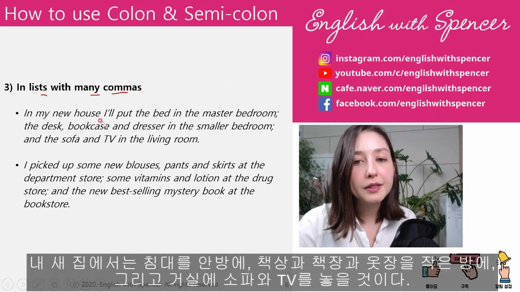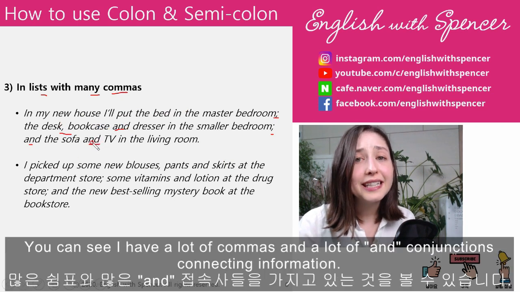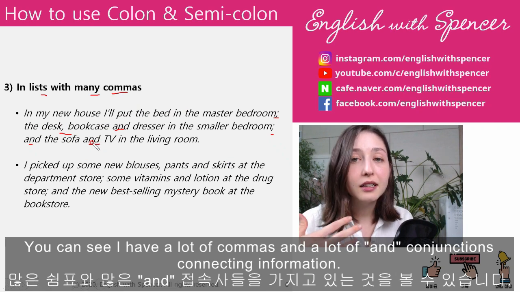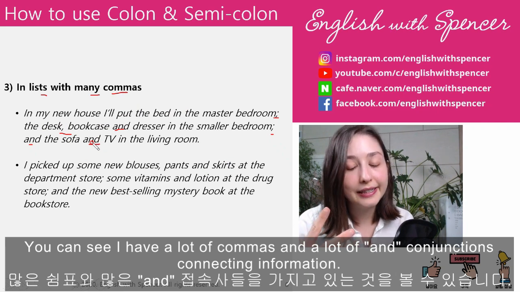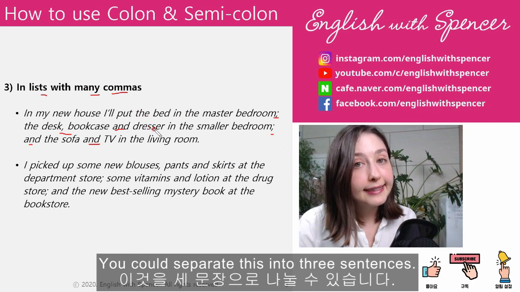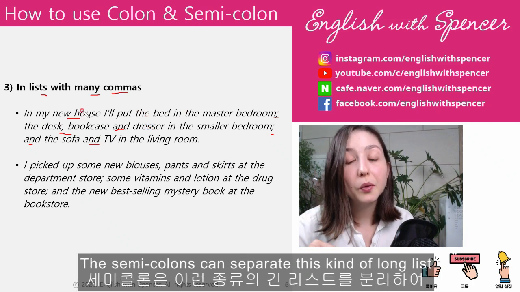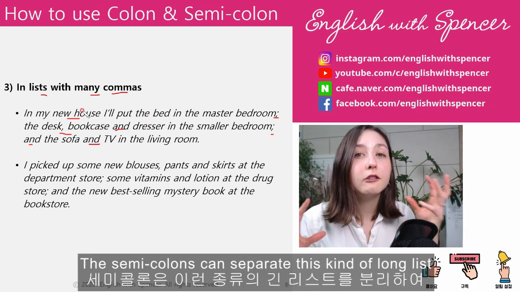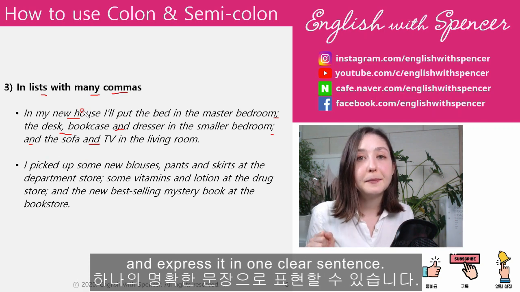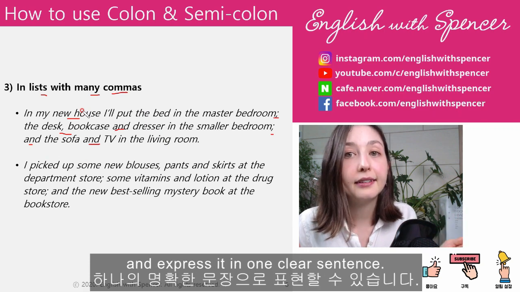Last of all, you can use a semicolon in a list where there are many commas. In my new house, I'll put the bed in the master bedroom; the desk, bookcase, and dresser in the smaller bedroom; and the sofa and TV in the living room. You can see I have a lot of commas and a lot of and conjunctions connecting information. You could separate this into 3 sentences. The semicolons can separate this kind of long list and express it in one clear sentence.